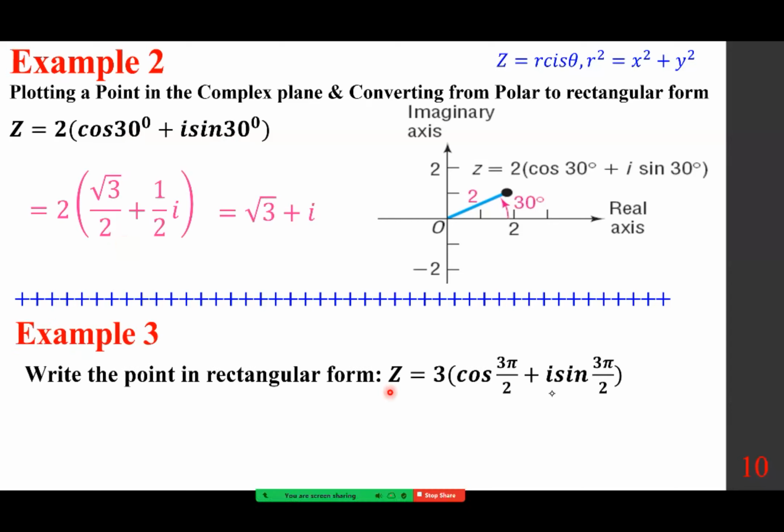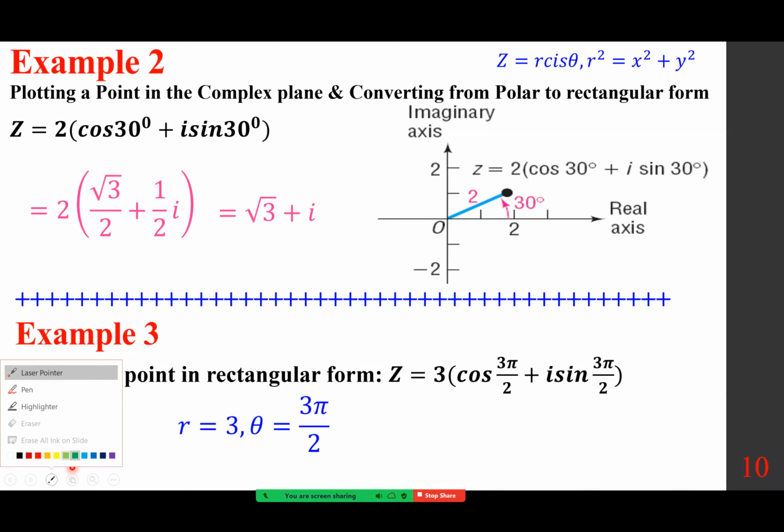We want to write this in rectangular form. Well, r is 3 and theta is 3π/2, clearly. Now, what is cosine of 3π/2? 0. What is sine of 3π/2? Negative 1. So the answer is negative 3i.